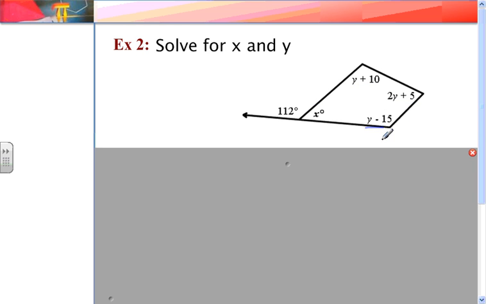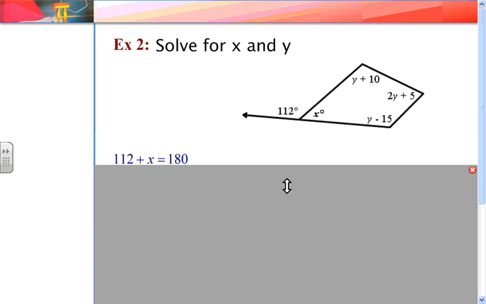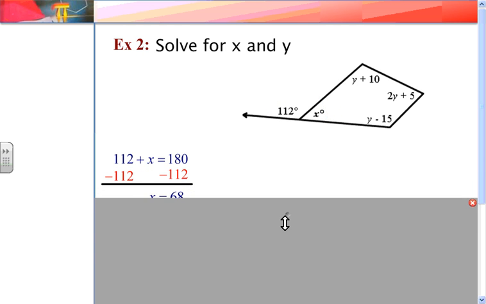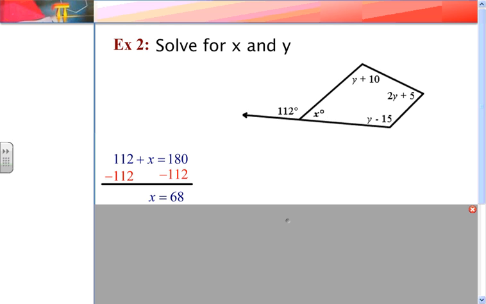Well, I have more y's than I have x's, but it might actually be easier to solve for x first. I notice that this is the only place where x is, and I have an exterior angle here. Together they form a straight line, so what do these two angles have to add up to? They have to add up to 180. So before I even think about dealing with y, I'm going to solve for x. So my equation there is going to be 112 plus x equals 180 because they form a linear pair or a straight angle. So subtracting 112 from both sides gives me the value x equals 68.